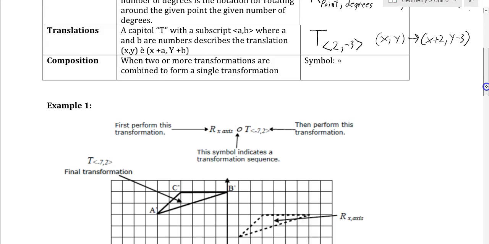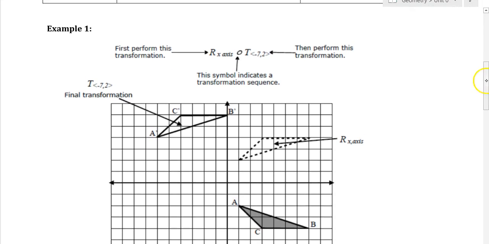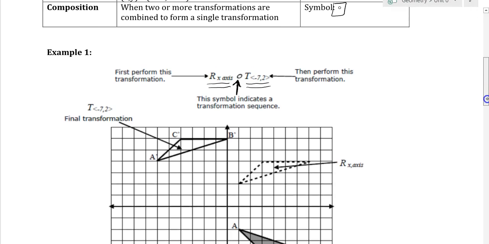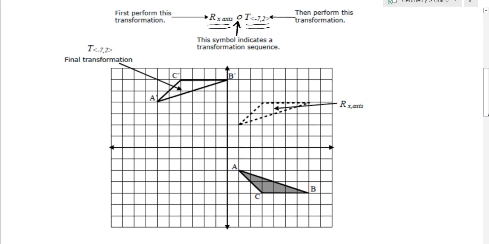So let's do some of these. Oh, sorry, I forgot the symbol. And you see this little open circle? That's how we represent a composition of 2 things. And so here's our little symbol telling us that we're going to do this transformation first and then follow it with the second transformation. And so our first transformation, reflect over the x-axis. We know it's reflect because it gives us a line afterwards.